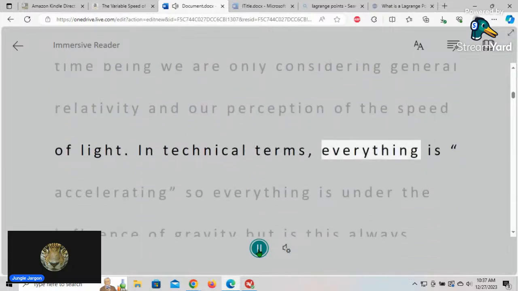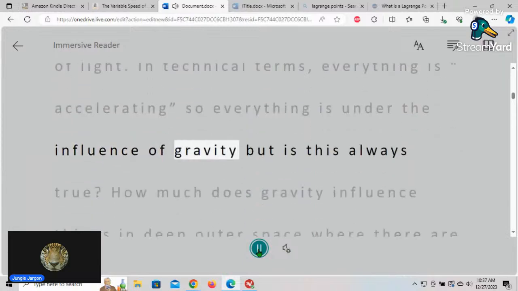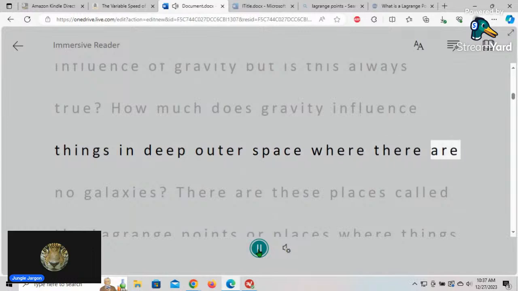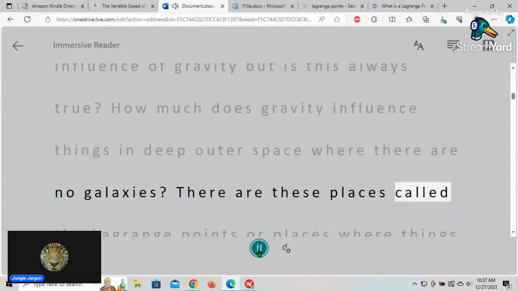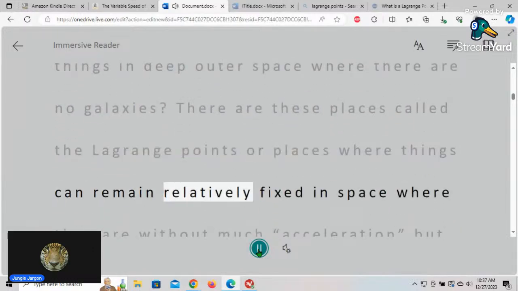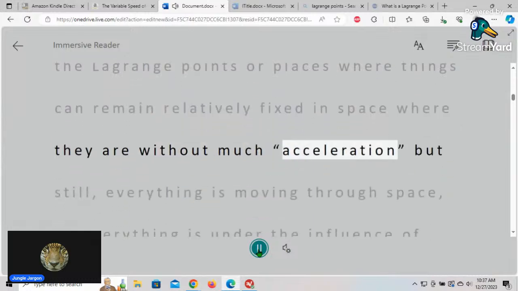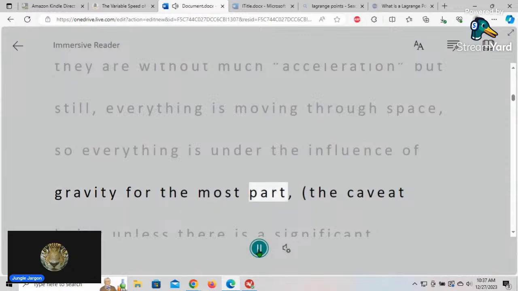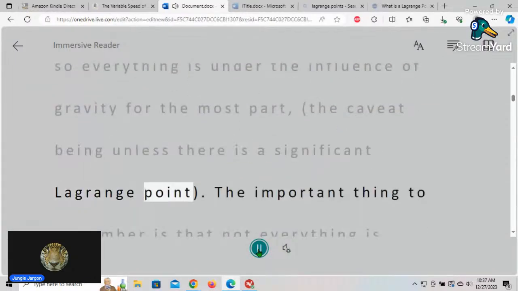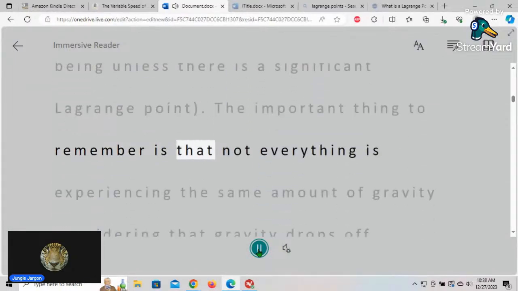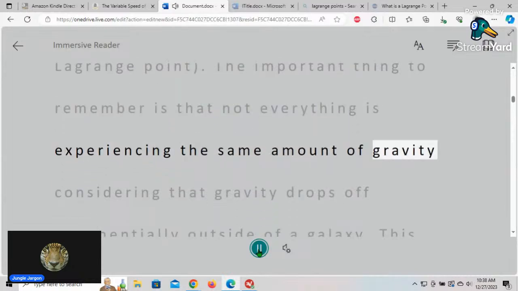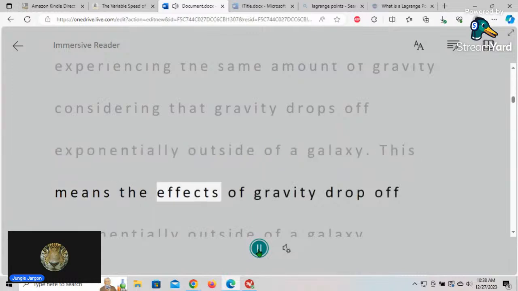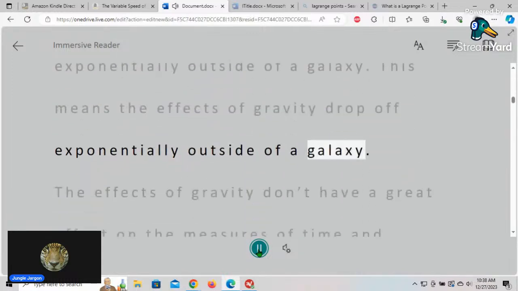In technical terms, everything is accelerating, so everything is under the influence of gravity, but is this always true? How much does gravity influence things in deep outer space where there are no galaxies? There are these places called the Lagrange points, or places where things can remain relatively fixed in space where they are without much acceleration, but still, everything is moving through space, so everything is under the influence of gravity for the most part, the caveat being unless there is a significant Lagrange point. The important thing to remember is that not everything is experiencing the same amount of gravity, considering that gravity drops off exponentially outside of a galaxy. This means the effects of gravity drop off exponentially outside of a galaxy.